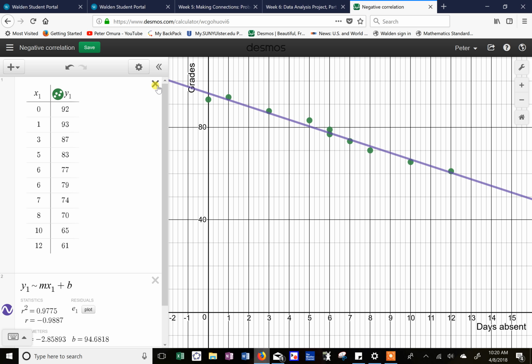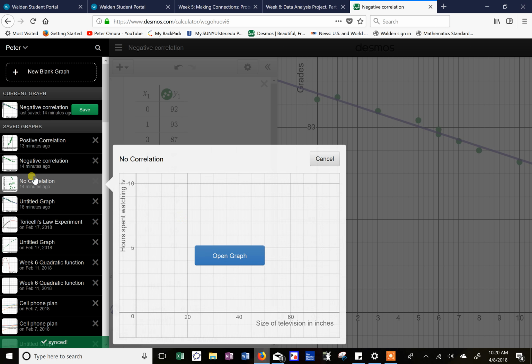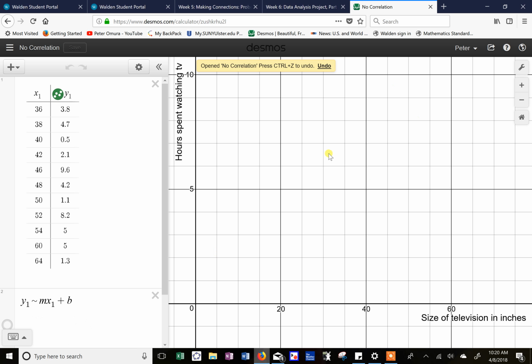All right. So just to recap, if all the dots are very, very close to the line of best fit and it's going up, it's a strong positive correlation. If all the dots are very, very close to the line of best fit and it's going down, it's a strong negative correlation. There is another option, and we're going to take a quick look.